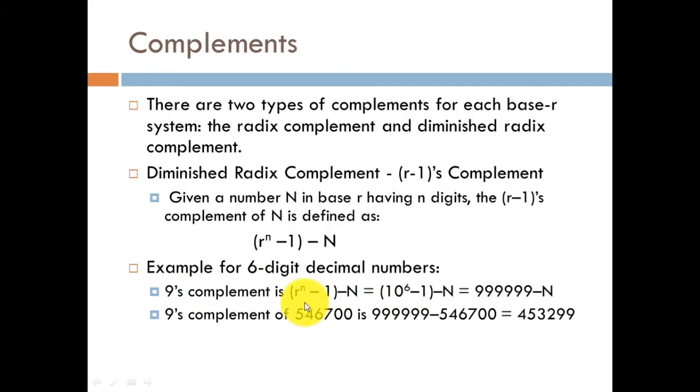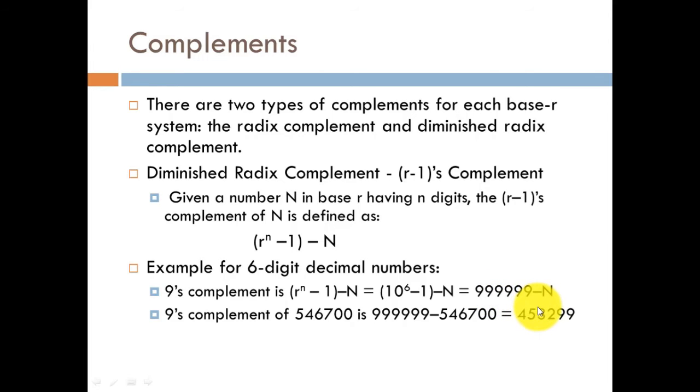So that will be equal to R to the power n minus 1, where R represents the base and n represents the number of digits in the number. That turns out to be 10 to the power 6 minus 1 minus capital N, where N represents the number for which we need to calculate the R minus 1 complement. So the R minus 1's complement, or 9's complement, for this 6-digit decimal number would be given as 999,999 minus N. This is the generalized version of your R minus 1's complement. This is how we are going to calculate the R minus 1's complement.